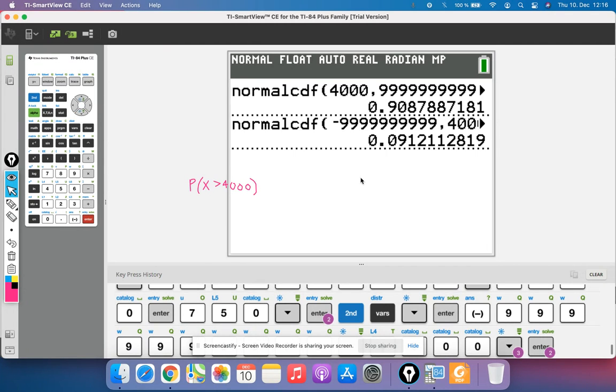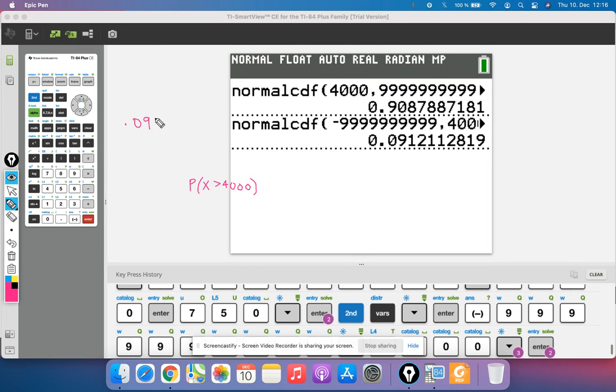So now this probability is 0.0912 if I do 3 sig figs. I'm going to write that number down. 0.0912.